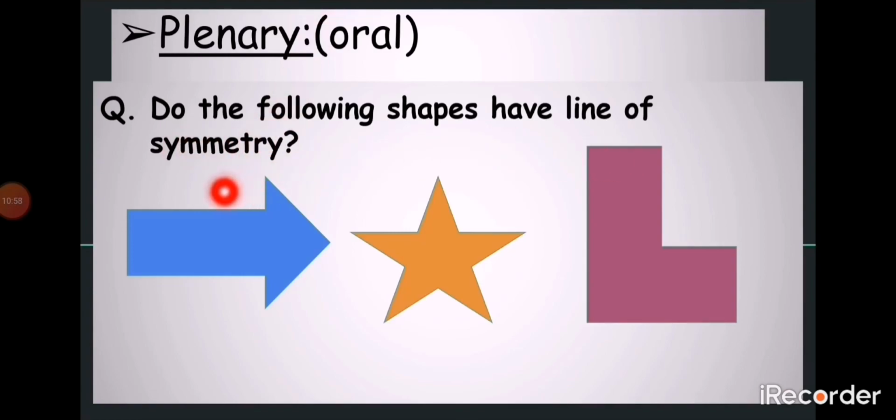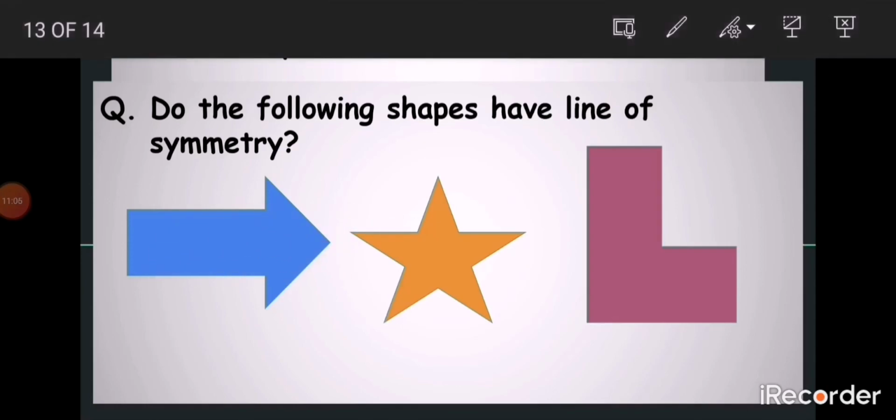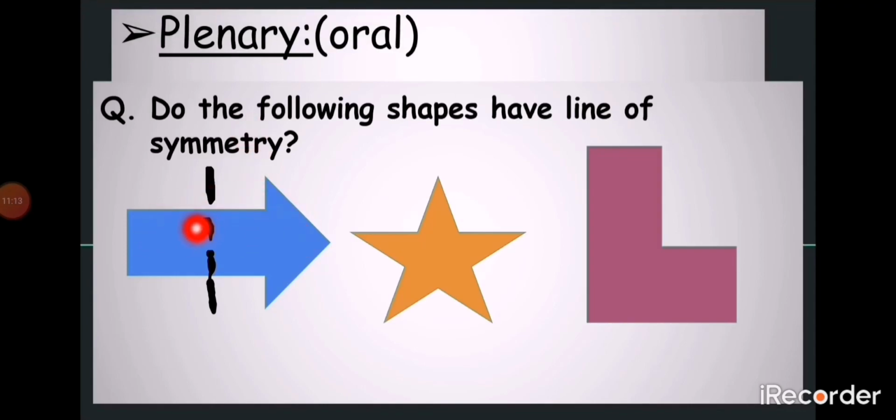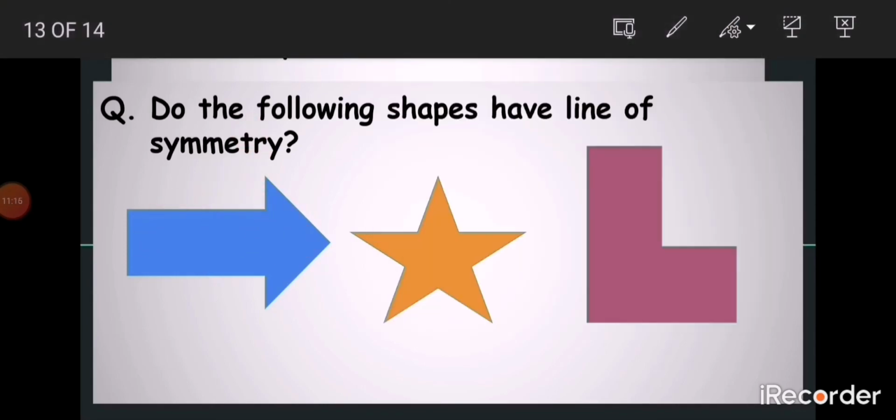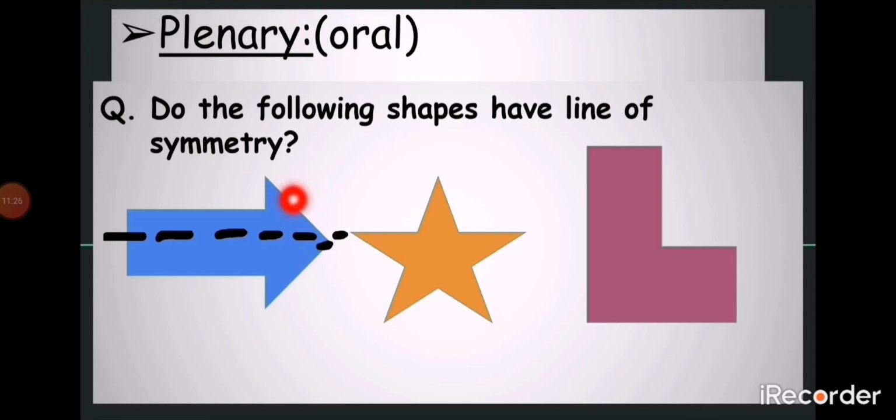Plenary. Do the following shapes have a line of symmetry? Again, we will check the line of symmetry in these shapes. This is an arrow. If we fold the arrow from right to left or left to right, can we get the line of symmetry? Does this line of symmetry cut the shape into two equal halves? No. So I will delete it. Now I will fold it up and down. Can I get the line of symmetry? Yes. If we fold it up to down, we get the line of symmetry because both halves are the same. They are identical.